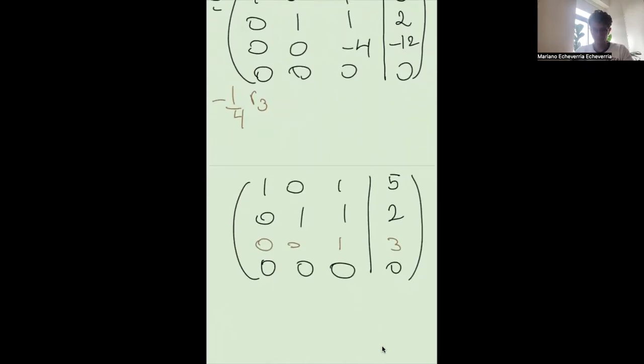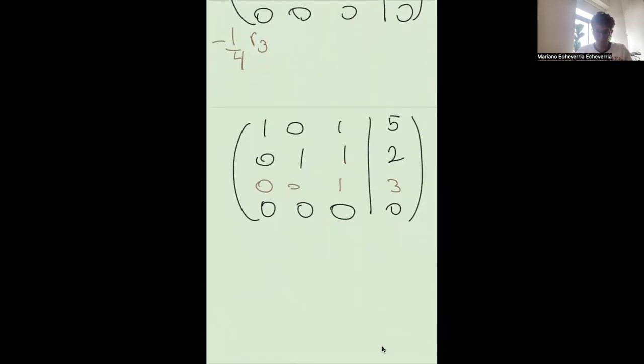And finally, with this one you can put zeros all above it. So to do that, what can we do? You would do minus row 3 plus row 1 into row 1, and then you would do minus row 3 plus row 2 into row 2.